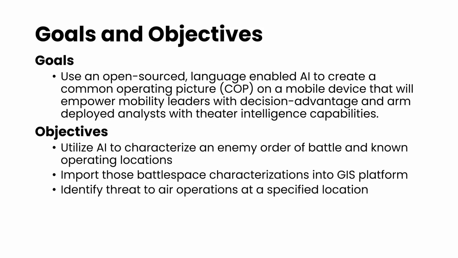So how I'd like to do this is by utilizing AI to characterize an adversary order of battle and known operating locations. Characterizing an adversary, by definition, is really just the process of identifying and exploiting the locations, intentions, capabilities, and intents of your enemy. So for this step, I'd like to find and fix locations of adversary people and equipment that constitute a threat to a specific flying operation.